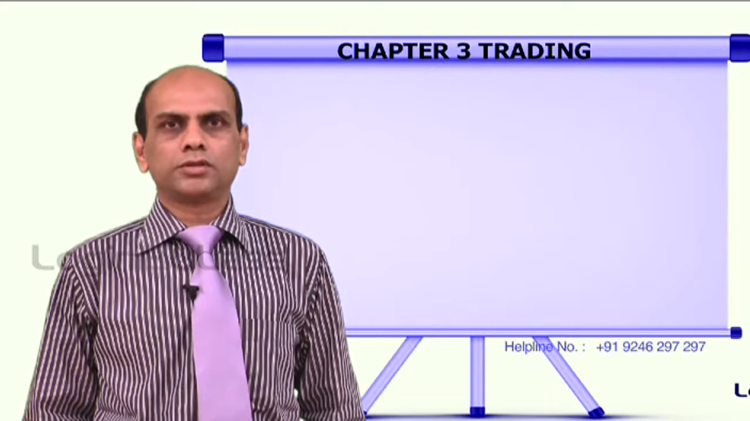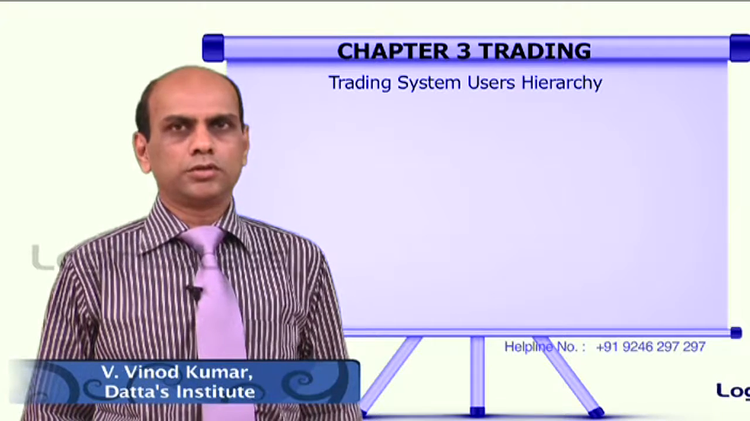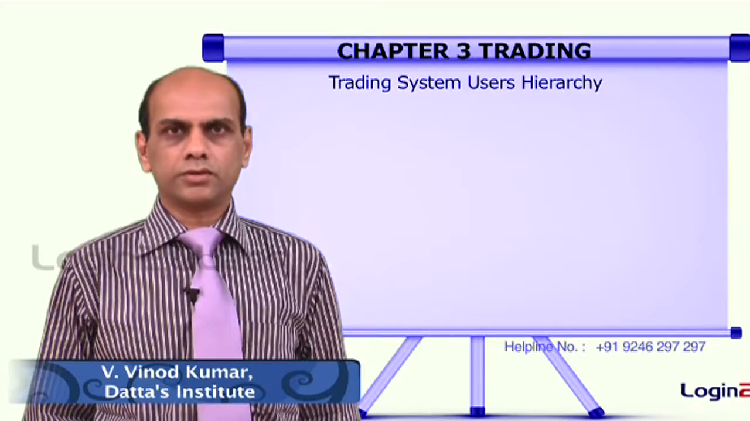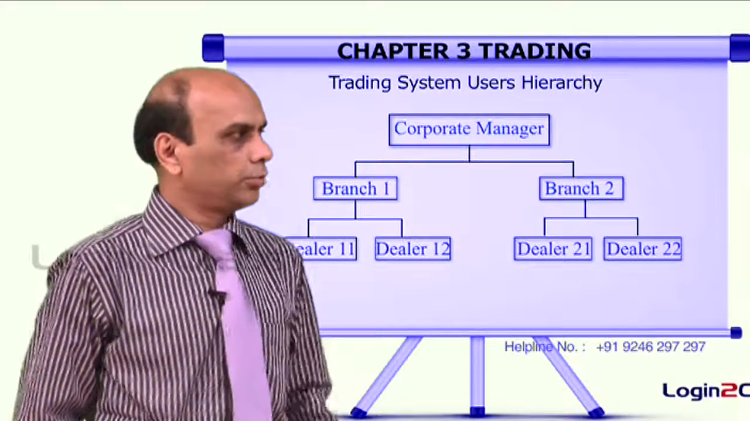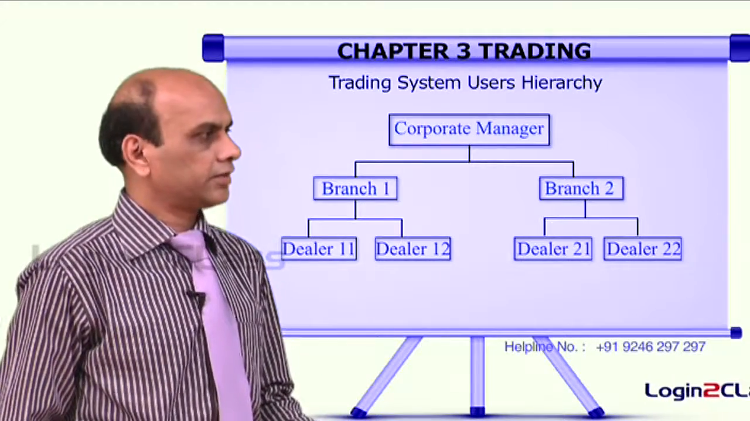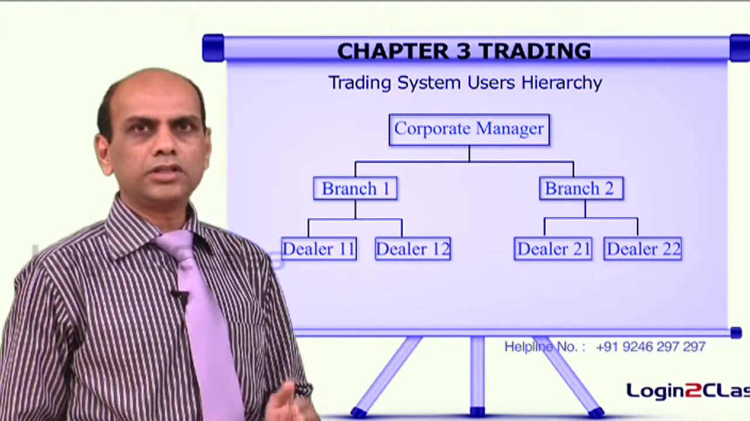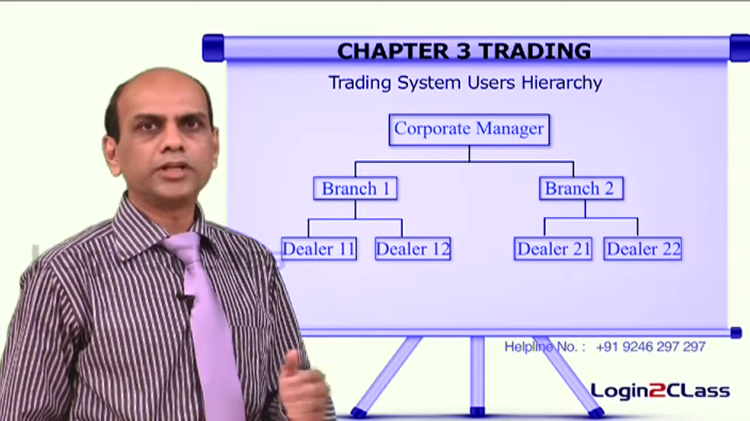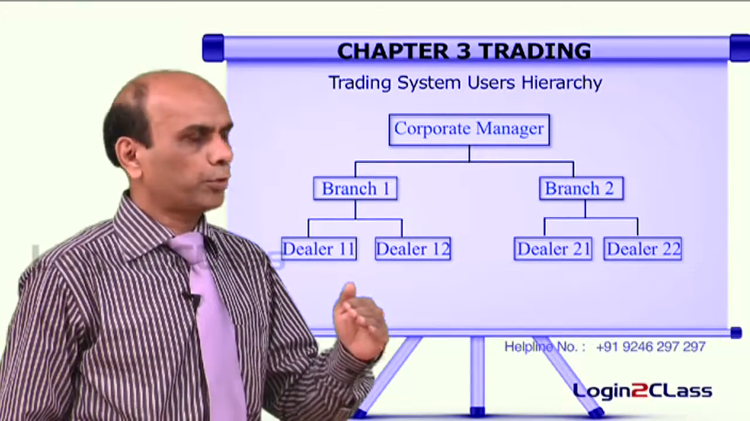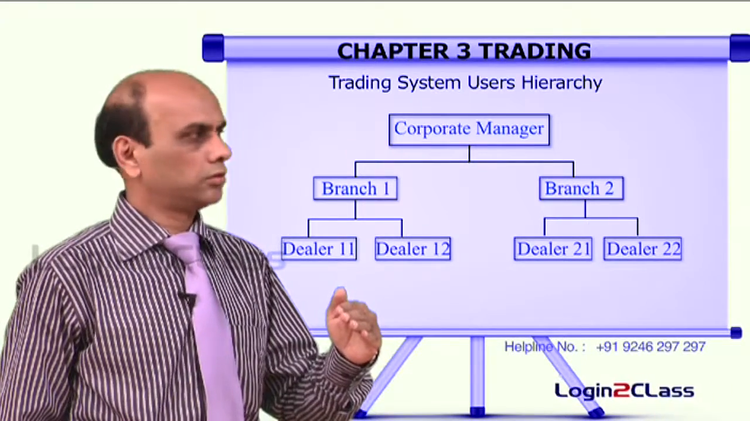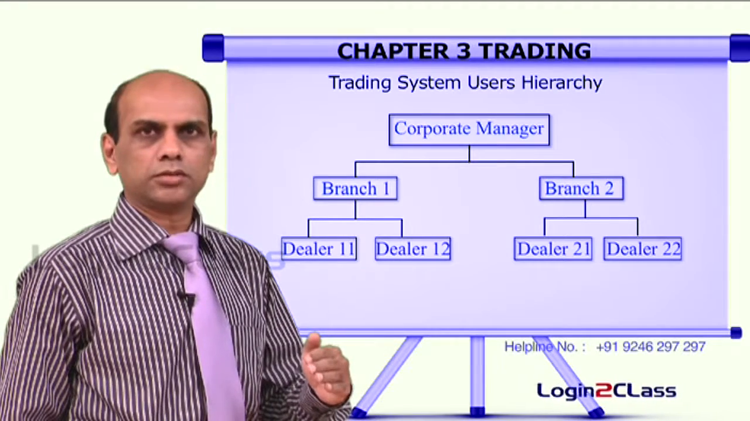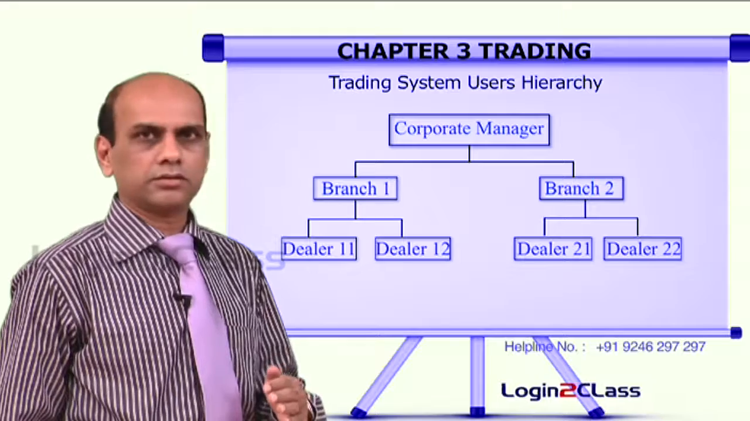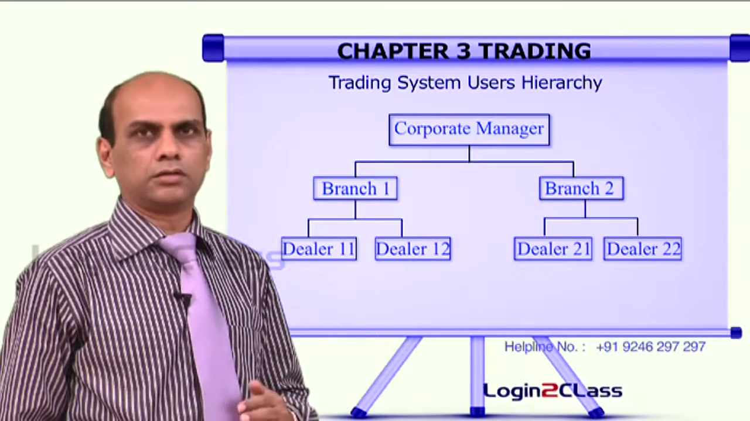Trading member users hierarchy. The trading member can define various users at various levels. The picture clearly indicates the hierarchy within the NEAT system, which is designed or defined by the trading member. Corporate manager at the top level, branch manager users at the second level, dealers at the third level.